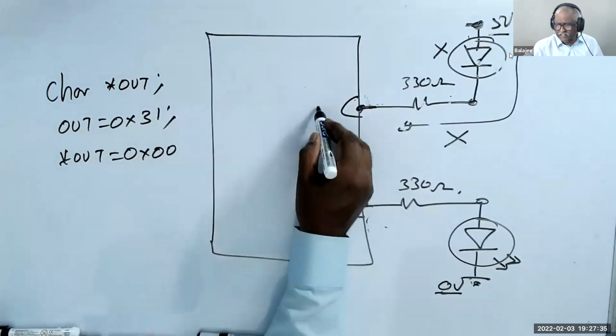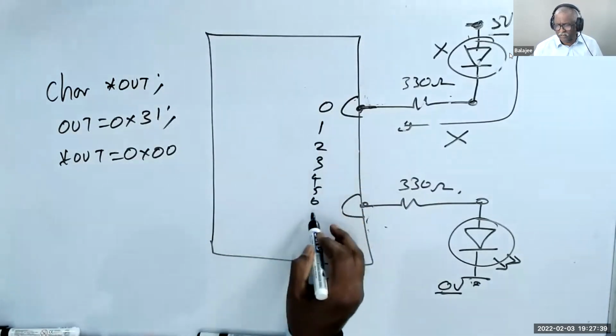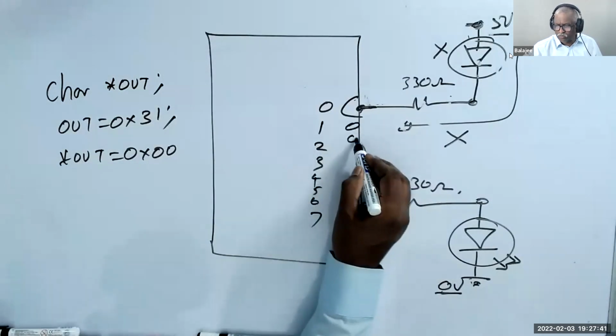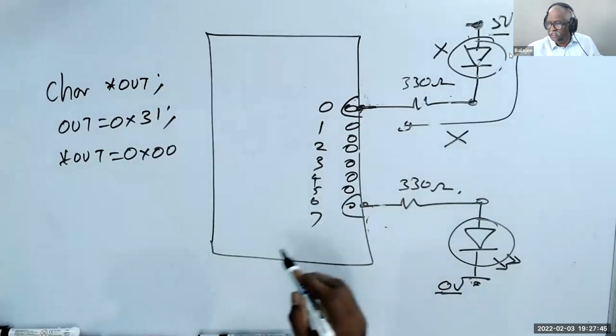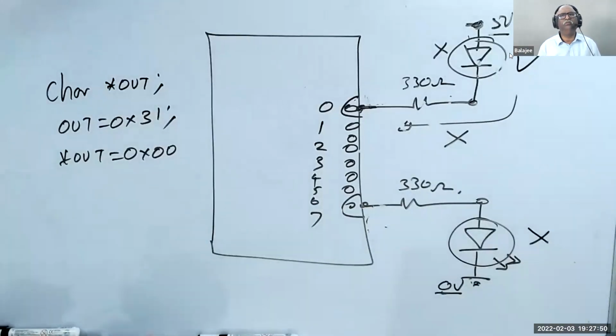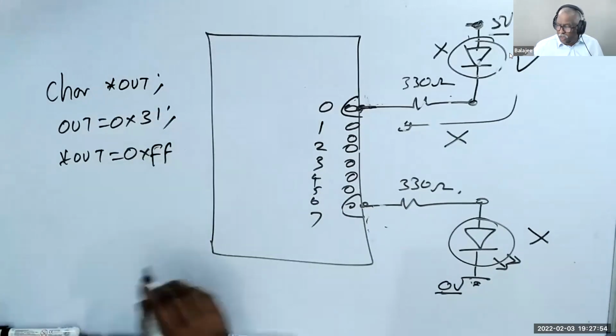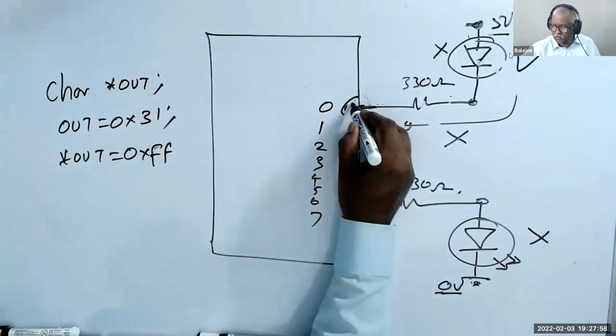That means this is pin number 0, 1, 2, 3, 4, 5, 6, 7. You make all the pins 0 now. But this LED will glow, this LED will not glow. If you make 0xFF, you make all the pins 1.